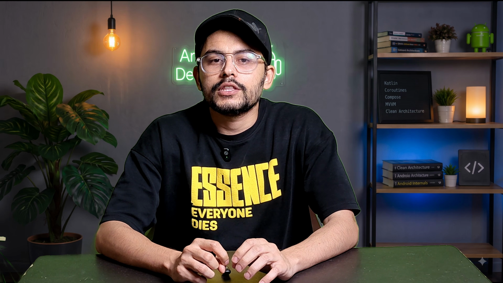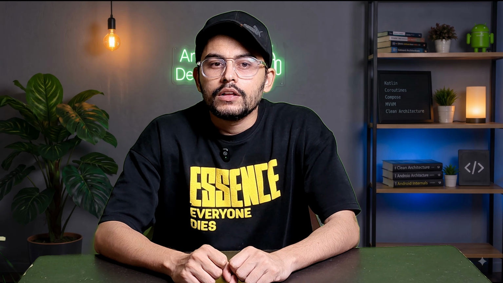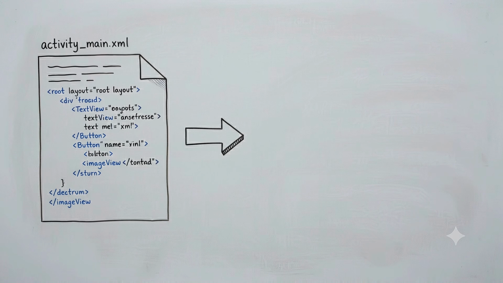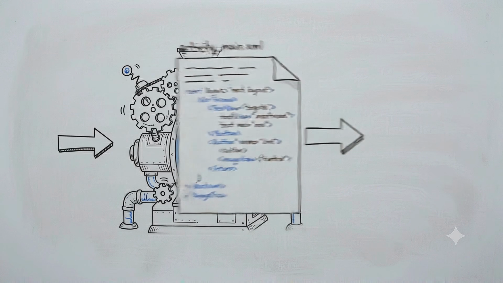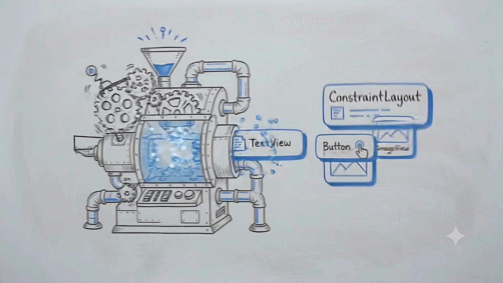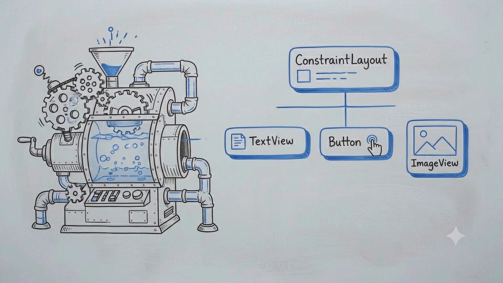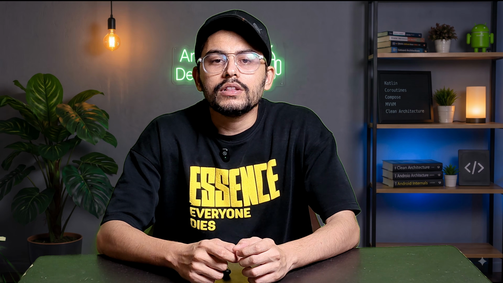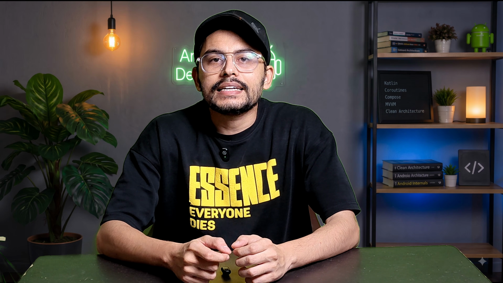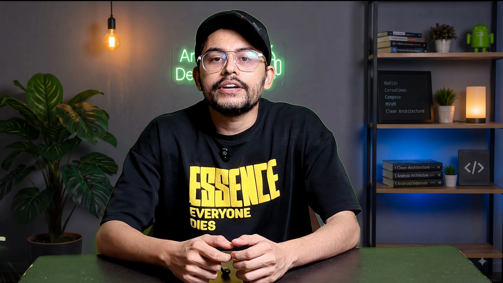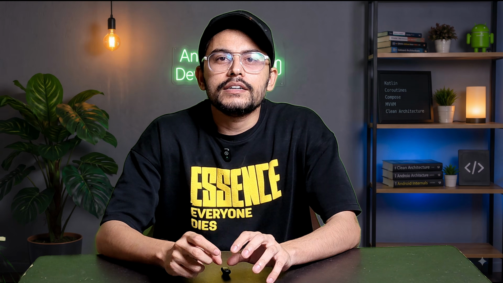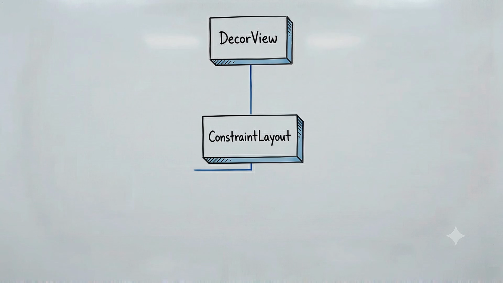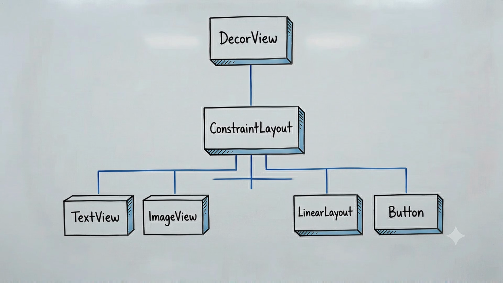The process begins with a component called the LayoutInflater. Its job is to read your XML file and convert every XML tag into an actual view object in memory. Whether it's a TextView, Button, ImageView, LinearLayout, or ConstraintLayout, each tag is instantiated as its corresponding Java or Kotlin object. Once all these view objects are created, Android connects them together into a hierarchical tree known as a view hierarchy. At the very top of this hierarchy sits the DecorView, which is created by the Android framework as the root of the application window.